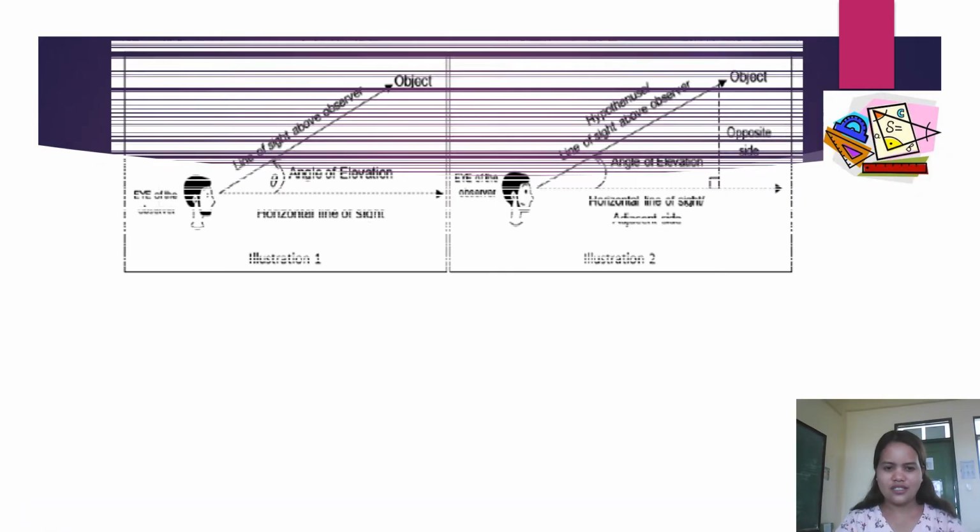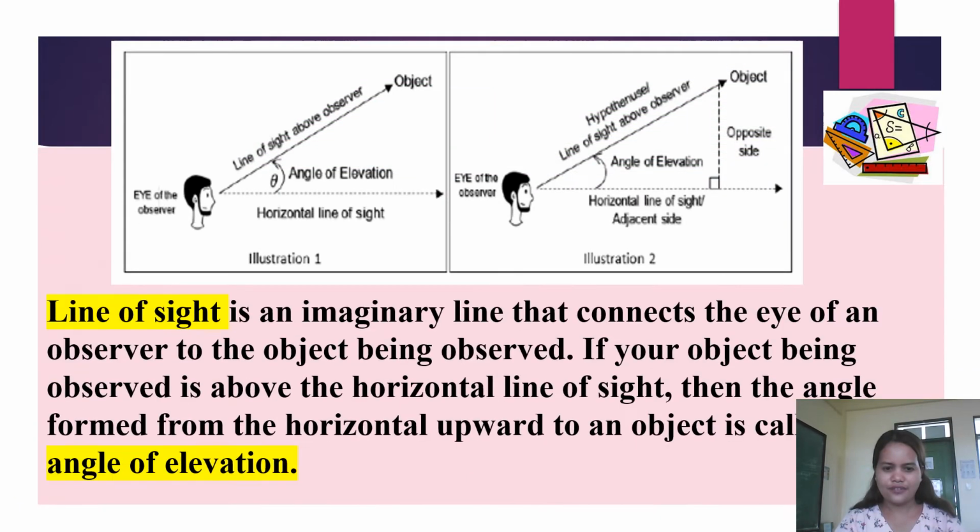Okay, so let us define line of sight. Line of sight is an imaginary line that connects the eye of an observer to the object being observed. If the object being observed is above the horizontal line of sight, then the angle formed from the horizontal upward to the object is called the angle of elevation.